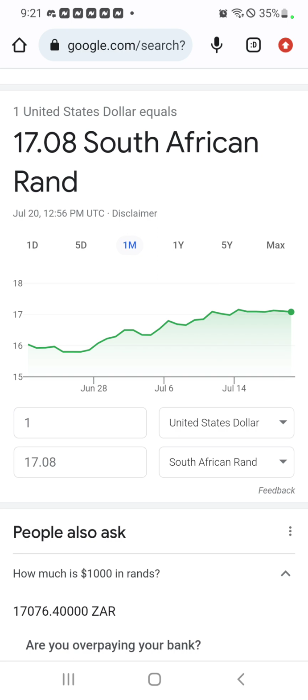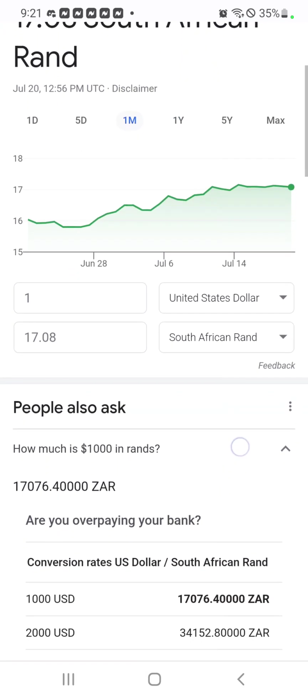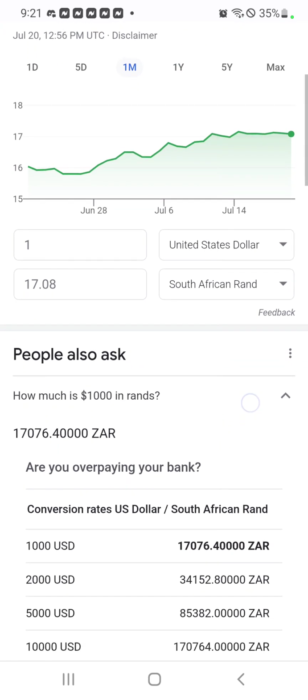So, as of right now, it officially hit 17.8 rand to the dollar. Quick numbers for those of us trying to figure out how far a dollar can go.